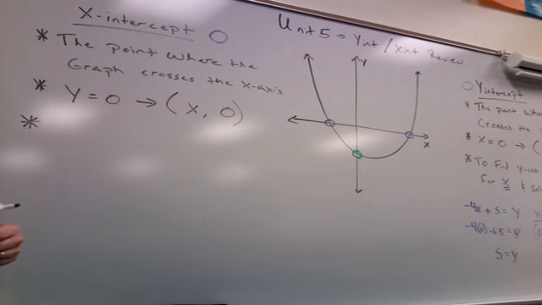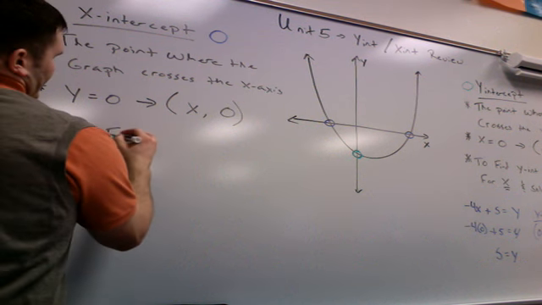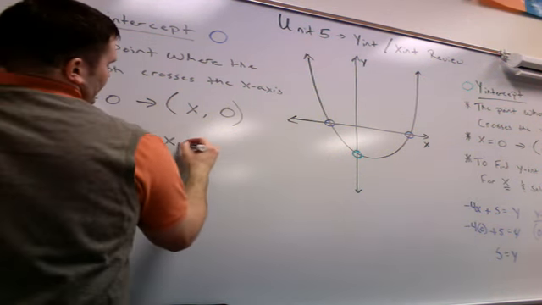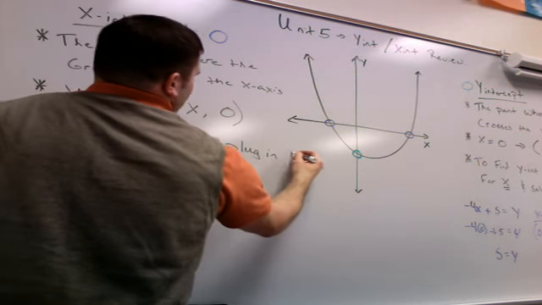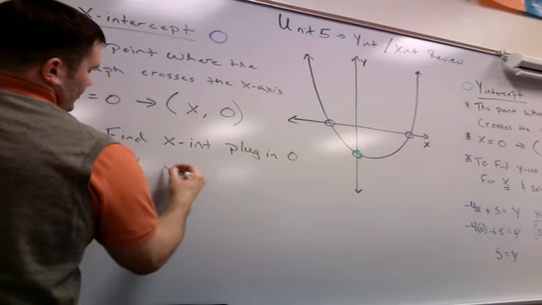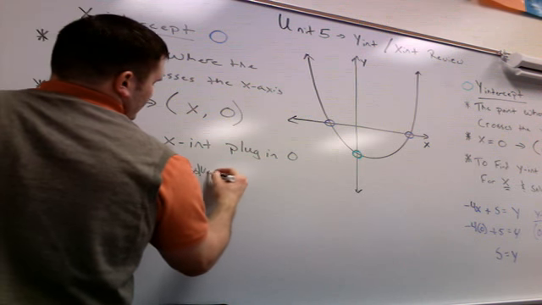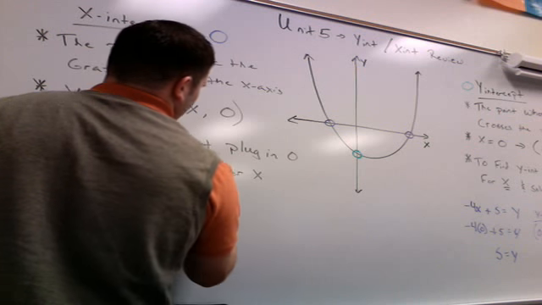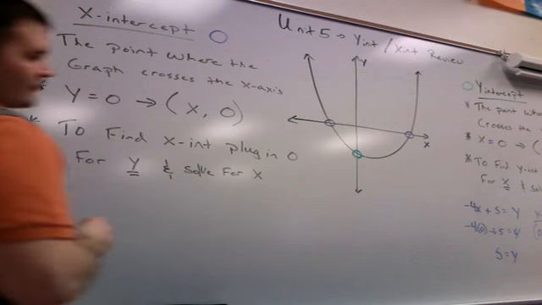So how do you think we find the x-intercept? Plug in 0 for y and solve for x. So to find the x-intercept, plug in 0 for y and solve for x.